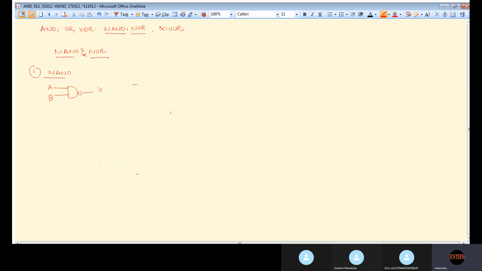If you invert these inputs, what is the output that you are getting? A complement, B complement, whole complement. So which will be equal to what? A plus B. So we are inverting the inputs of the NAND gate, then it will work as an OR gate. Any confusion?